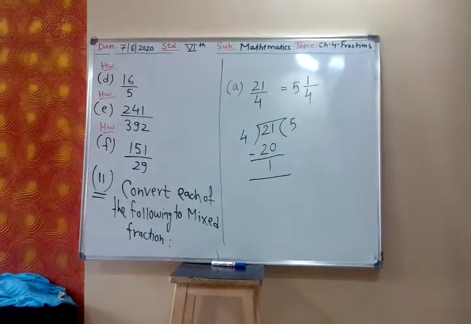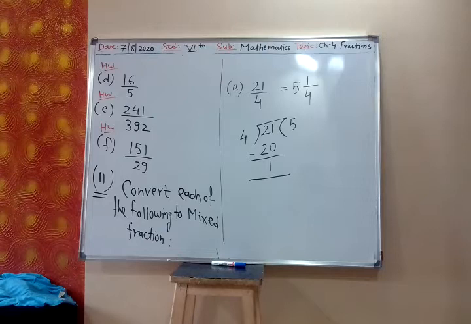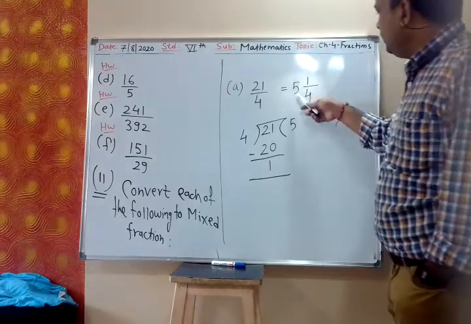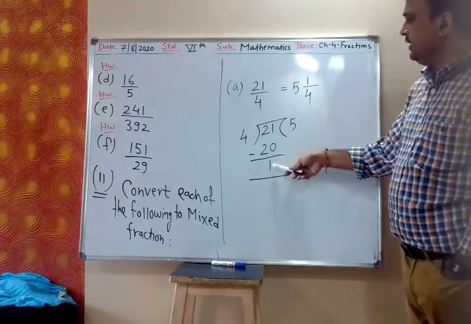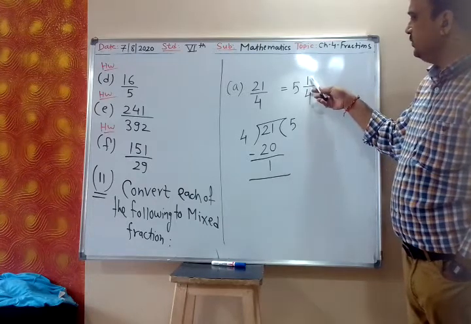To write 21 upon 4 as mixed fraction you have to divide 21 by 4. This quotient we write as whole, and this remainder we write as 1 upon 4.